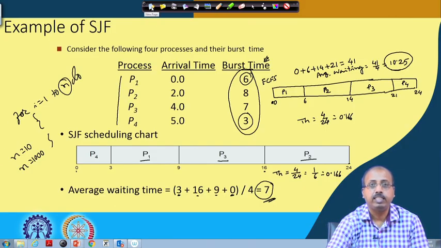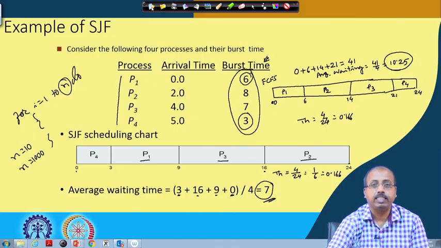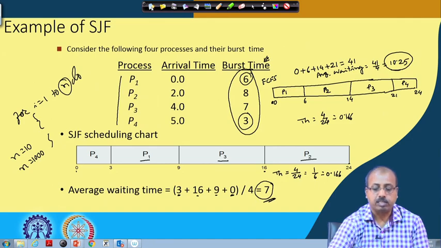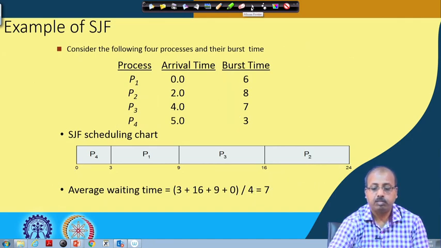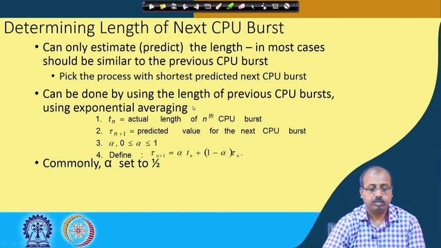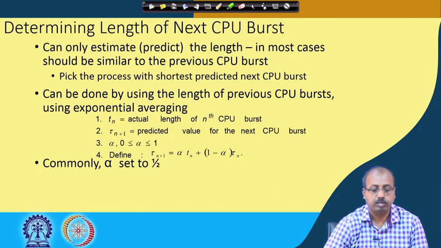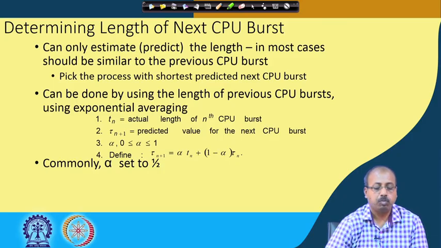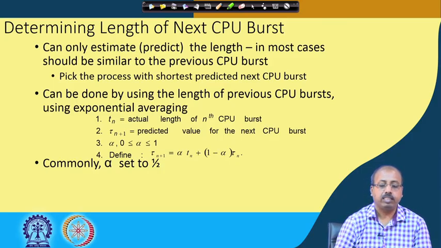So, next we will see an approximate technique that will try to be close to SJF, and that will try to predict the behavior of the process. Okay. So, that is known as shortest remaining time; it will try to predict the next CPU burst size. So, what is done here is that we try to estimate or predict the length.